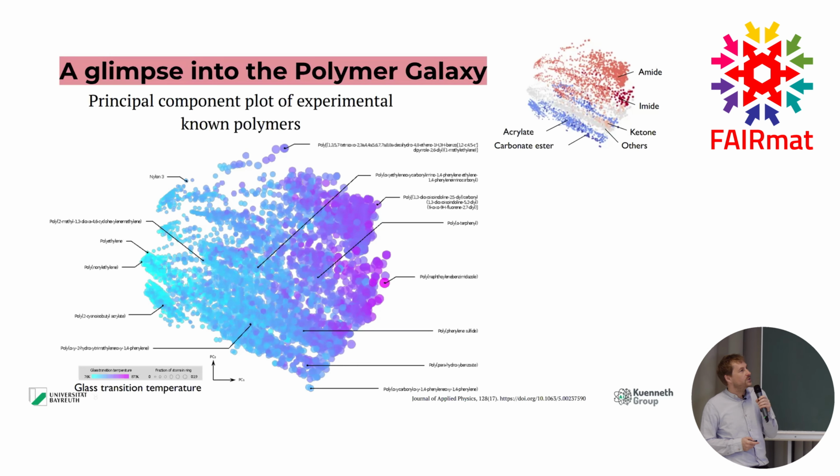The same we can also do if we visualize polymers that contain amides, imides, ketones, or acrylates, or other structures. Then we get some kind of slices in this universe, which you can envision as a solar system. This is actually a very beautiful way of showing these kinds of universes.